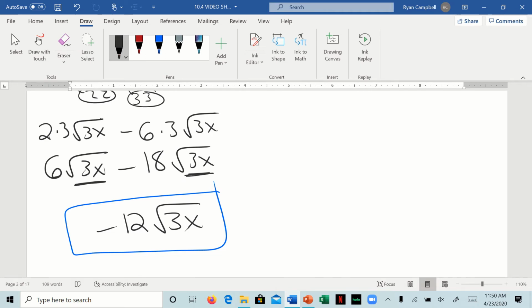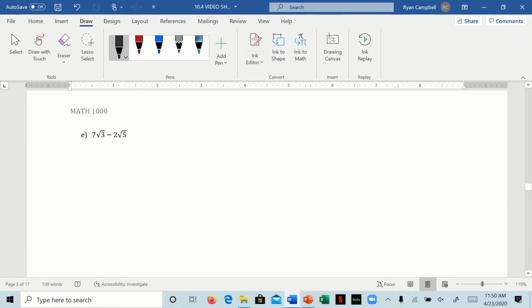Last problem like this, and then we'll move on to dividing. So 7 square root of 3 minus 2 square root of 5. So 3 can't be broken up anymore. 5 can't be broken up anymore. So that's the answer. Done. Can't simplify anymore. Can't combine them.